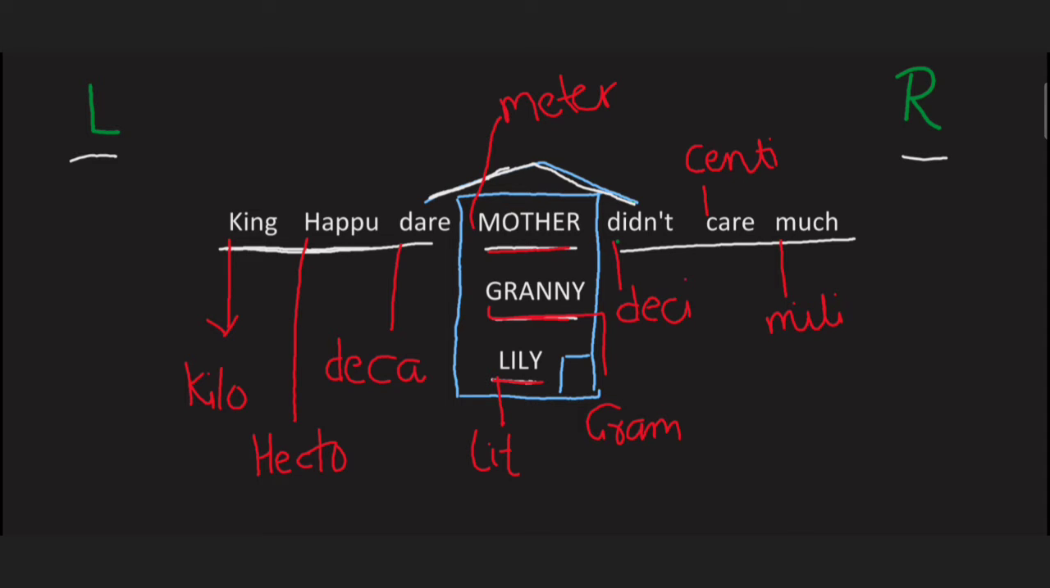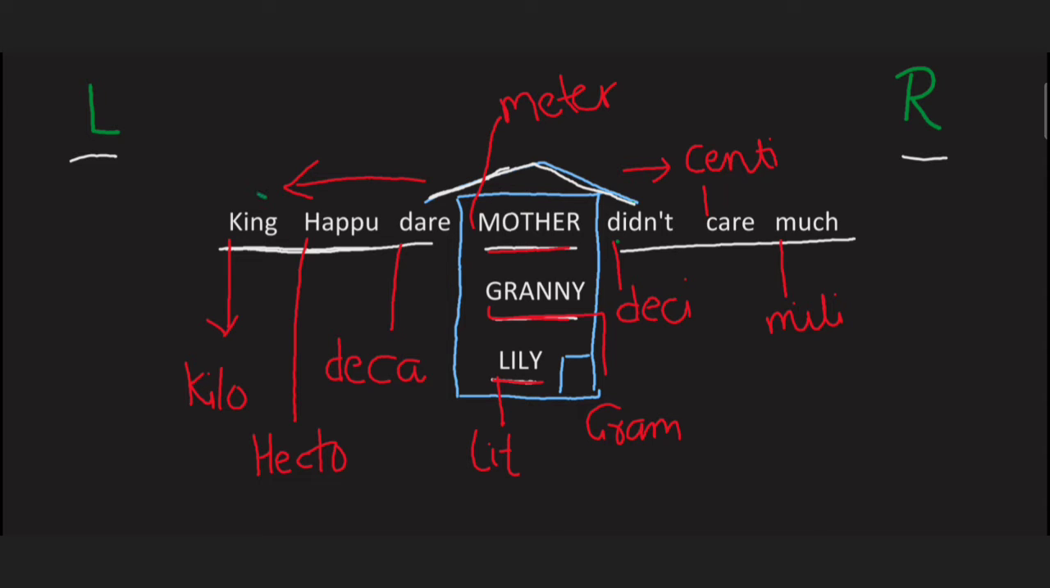Okay, so to the left hand side of the home we have bigger units. To the right hand side of the home we have smaller units. Now, how do we convert from one form to another? The story goes like this: when King Happu wants to hop into the home to meet mother, granny and Lily, you have to count how many jumps it makes.